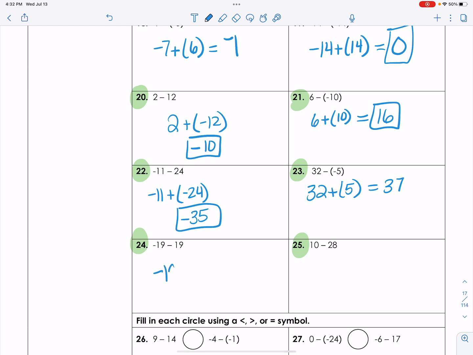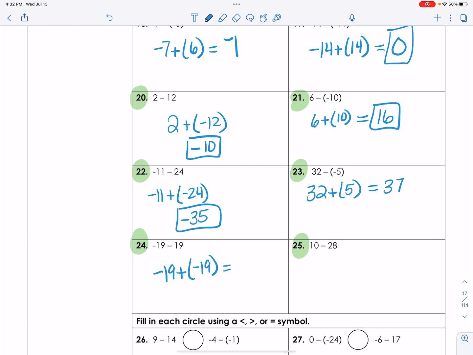And on this one, a negative 19, I'm going to add the opposite. So now this one, kids always want to tell me 0, but it's not. You have 19 reds and 19 reds. None of those cancel. You end up with a negative 38.